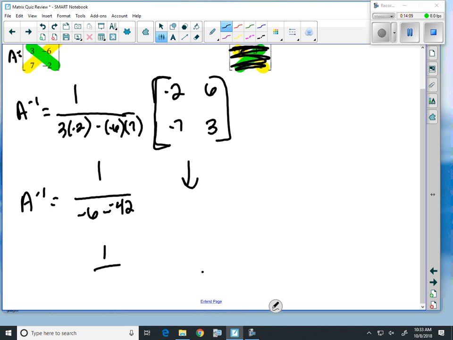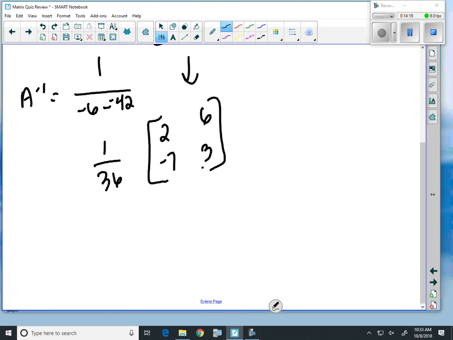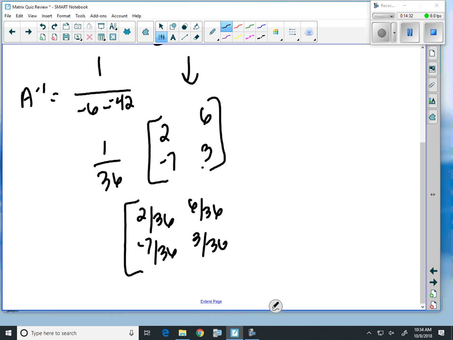Okay, so we'd have 1 over 36 with our matrix. All right, so I would distribute my 1 over 36 in. So I'd have 2 over 36, 6 over 36, negative 7 over 36, and 3 over 36.